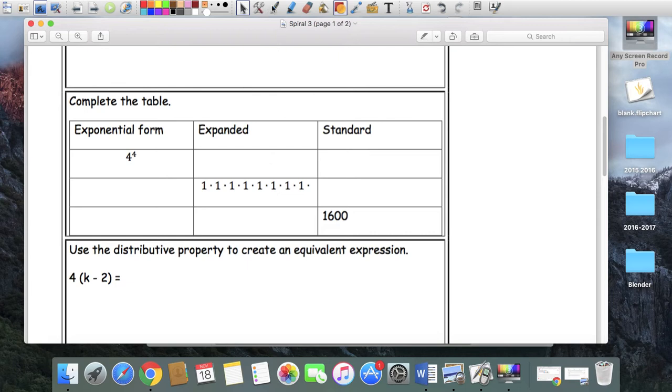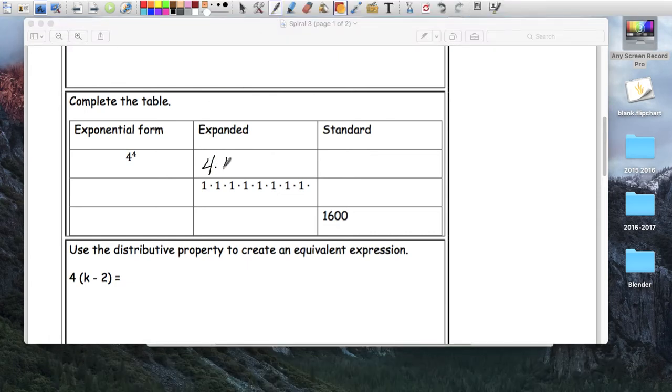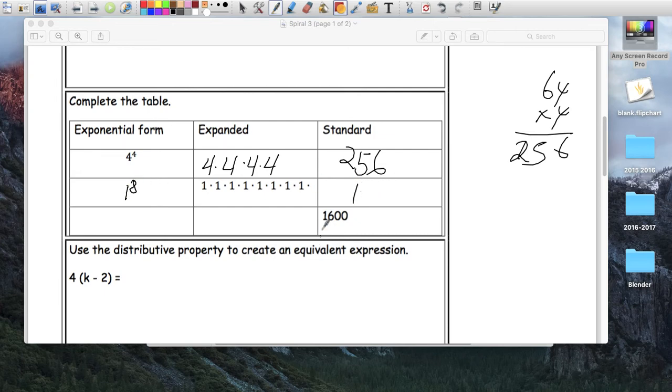Exponential form, expanded, it's 4 times 4 times 4 times 4. I know that 4 times 4 is 16, 16 times 4 is 64, and 64 times 4 is 256. Next, 1, 2, 3, 4, 5, 6, 7, 8. So it's 1 to the 8th power, and 1 times 1 times 1, 8 times, is just 1.